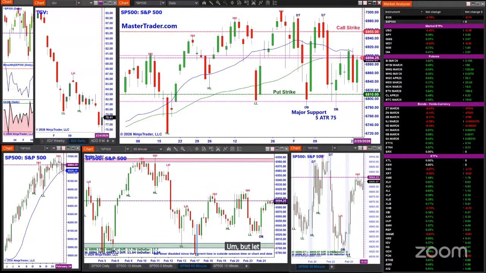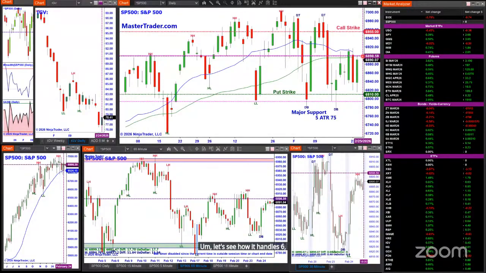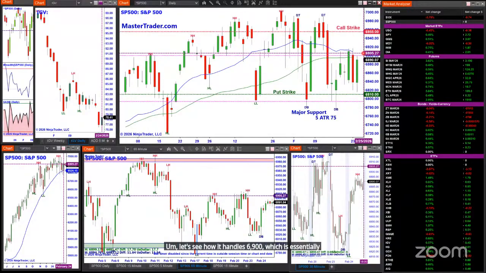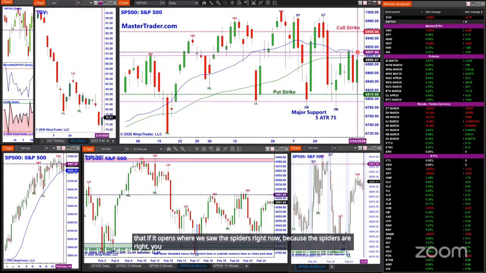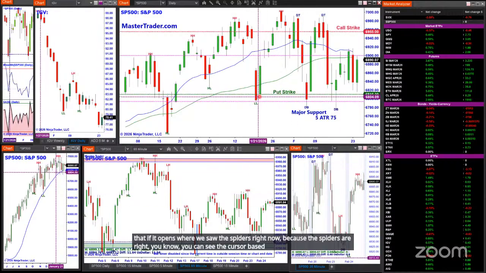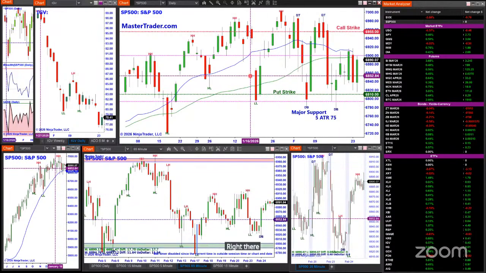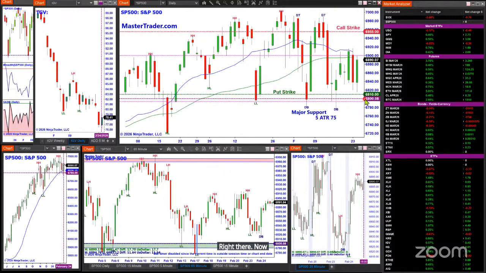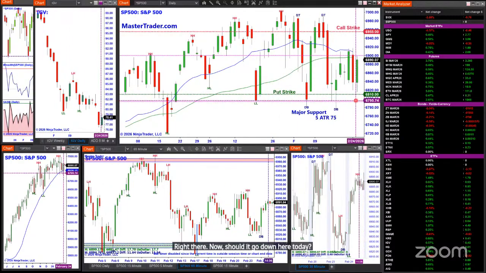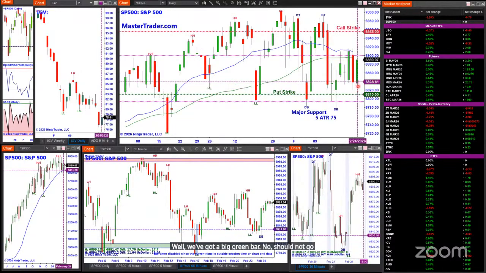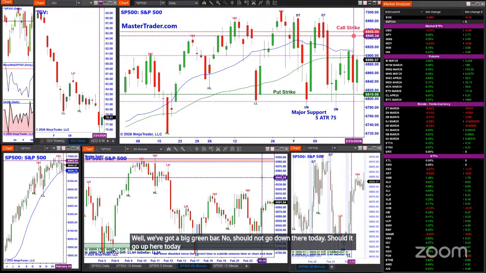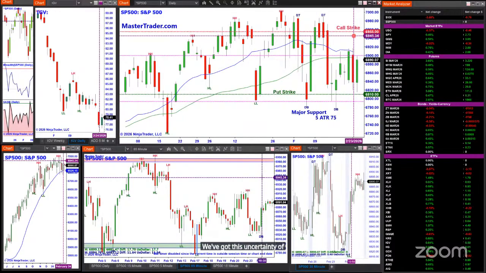But let's see how it handles 6,900, which is essentially a little bit above that if it opens where we saw the spiders right now, because you can see the cursor based on SPY right there. Now, should it go down here today? No, we've got a big green bar. No, should not go down there today. Should it go up here today? No. We've got this uncertainty of earnings coming out.